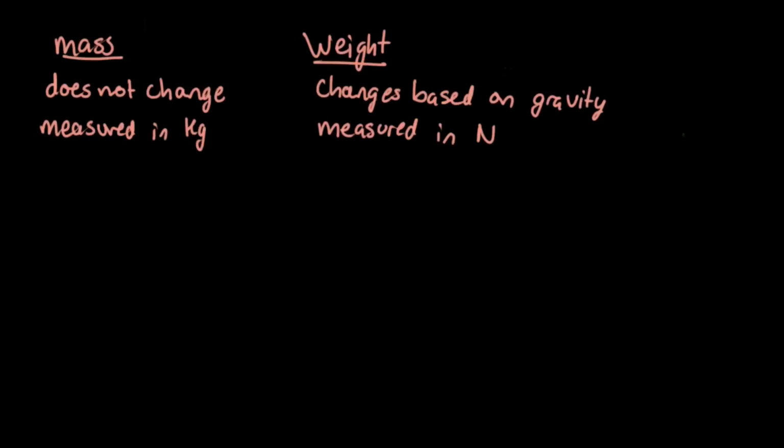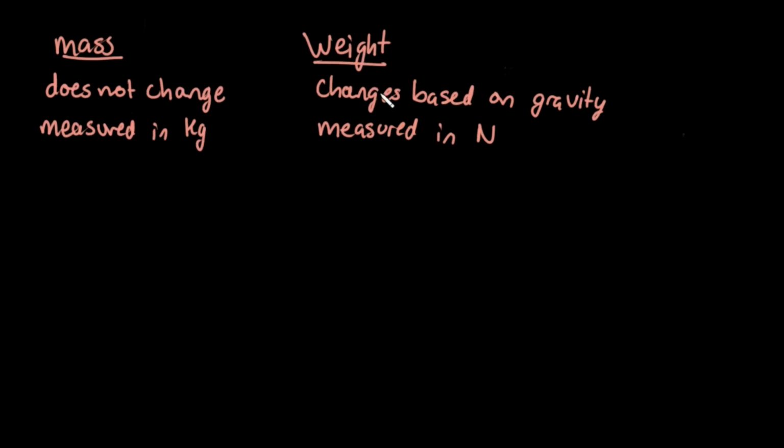Now, I want to just kind of review the concept of mass versus weight. Mass and weight are related, but they are very different. For instance, if we have an object that has a mass, and we take that object from Earth and put it on the moon, the mass of that object still is the same mass. Mass does not change regardless of where you are in the universe.